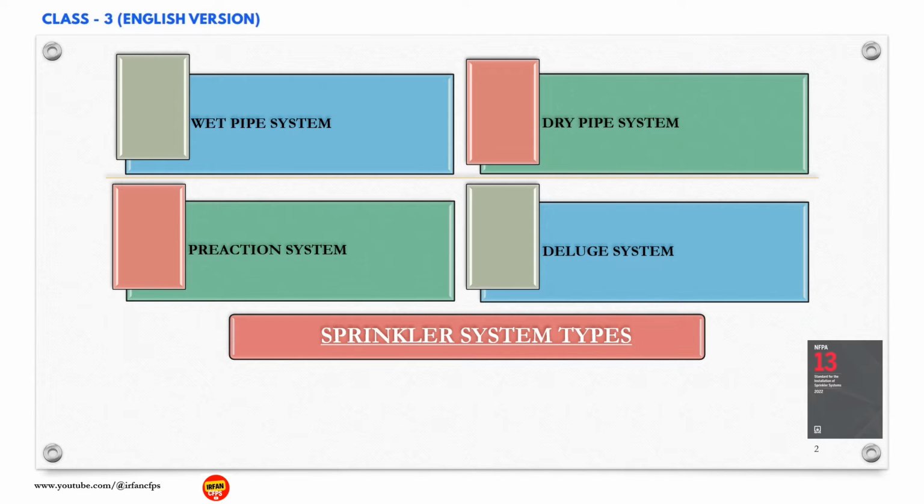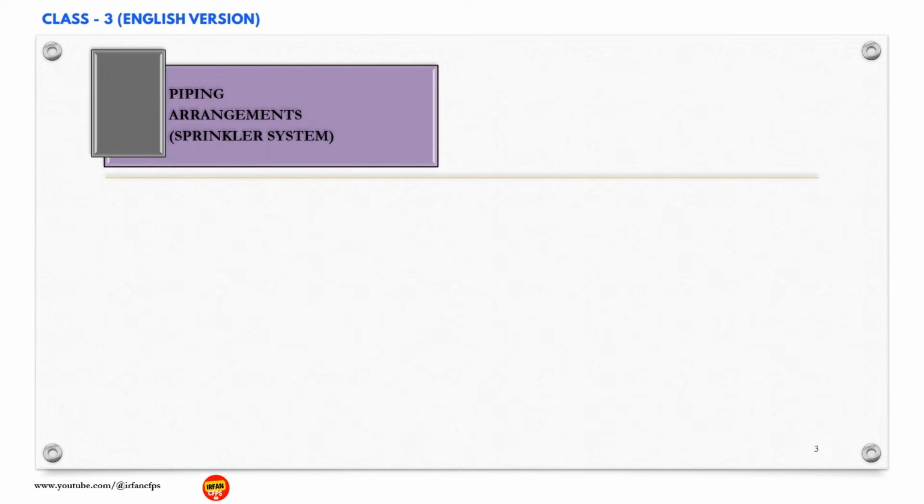When selecting the appropriate sprinkler system type, it is important to first understand the differences between the systems and then to understand how these differences can be beneficial under certain conditions. Selecting the wrong system type can be costly. Let's look into the main system piping arrangements.